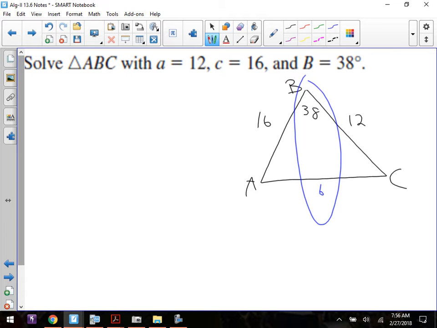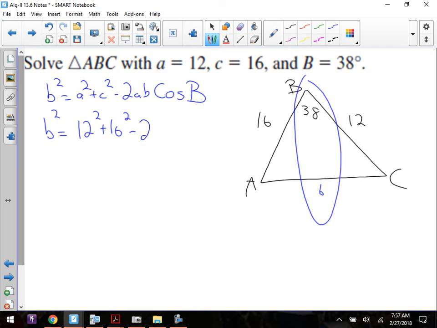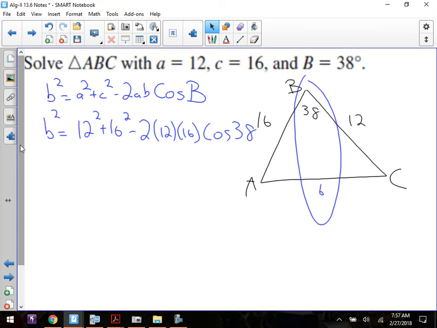So I'm going to write down the formula. I have 38 degrees at angle B. I'm going to write out the formula in terms of b, and then fill in the blanks. Did I have to isolate a variable here? No. This is just plug and chug.